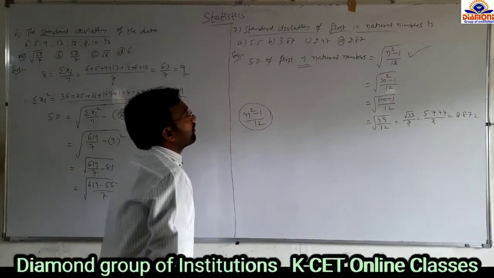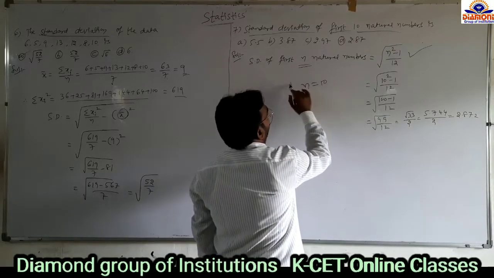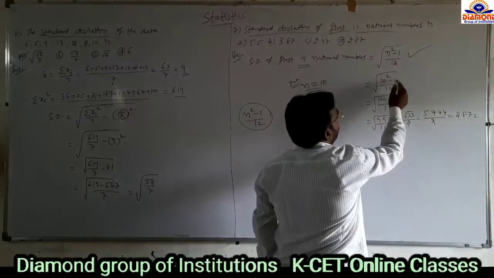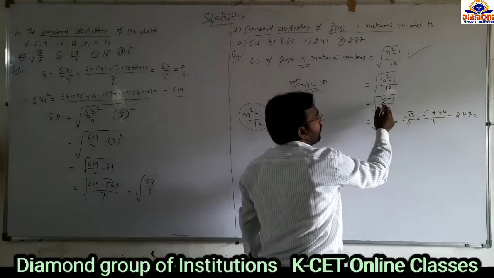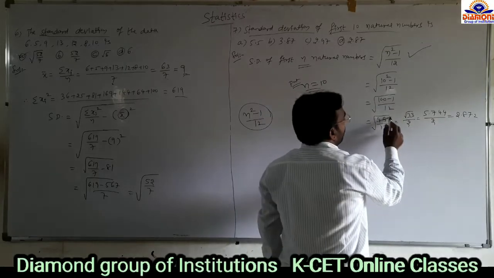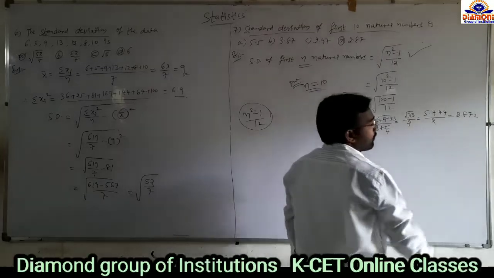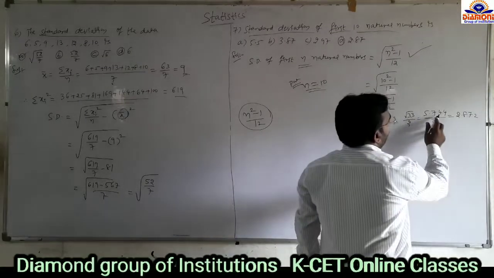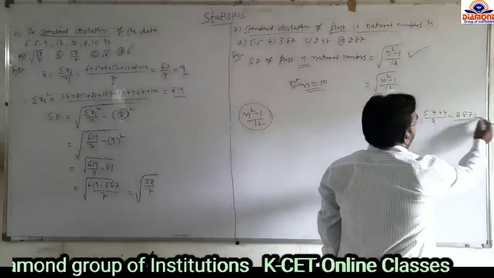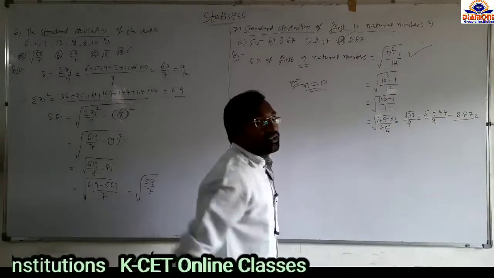Here we are finding it for the first 10 natural numbers only, that means n equals 10. Substitute n equals 10 in the formula. What you get is the root of 10 square minus 1 by 12. So 100 minus 1 is 99 by 12. So 33 by 4, that is nothing but root 33 by 2. Root 33 is 5.744, divided by 2, so this is nothing but 2.872. Nearest to 2.87, so the option is D.